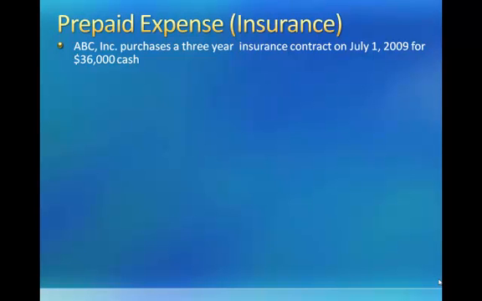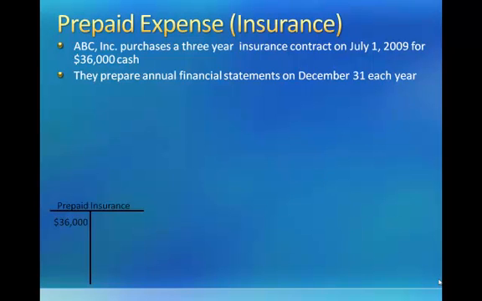In this example, ABC purchases a 3-year insurance contract on July 1st, 2009 for $36,000 cash. So what that means is that ABC has to credit their cash T account, and they debit a prepaid insurance asset for $36,000. Now, over the course of the next 3 years, they're going to use up that $36,000 insurance, and that's going to help them generate revenues in the future. But what we're going to do is record that $36,000 insurance cost evenly over the 3 years.